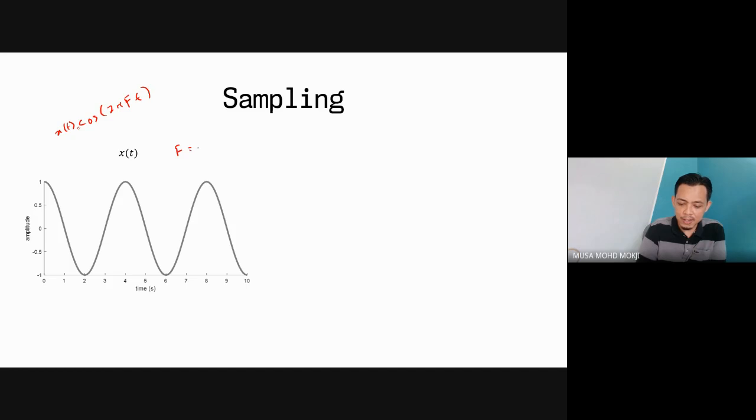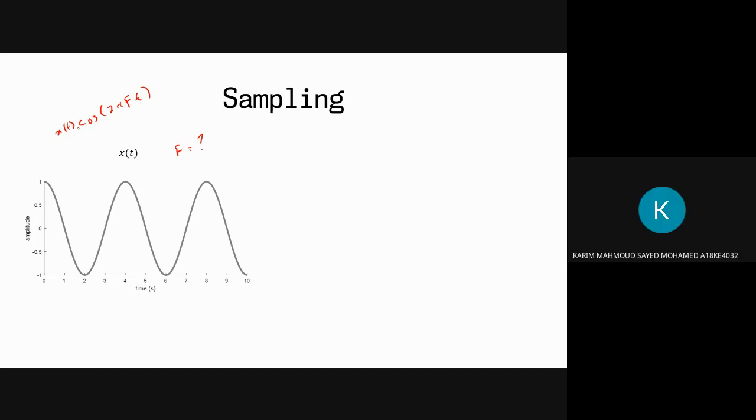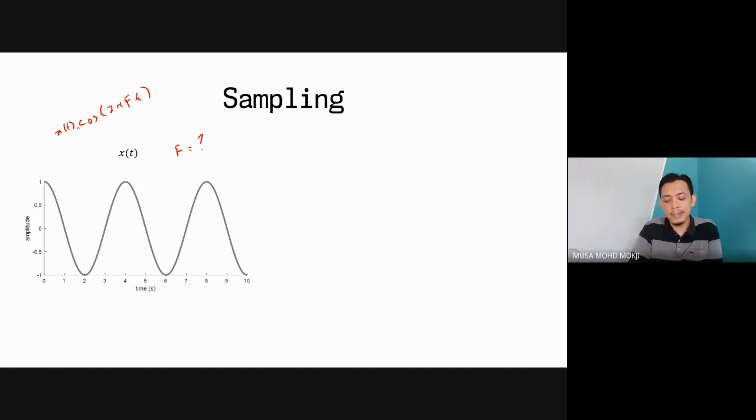So we do a little bit of revision. F is 1 over T, actually, not omega. Yes, 1 over T. Okay, someone answered 1 hertz. Any other answer? And yes, this is actually 1 over TP. Sorry, TP is the time period.